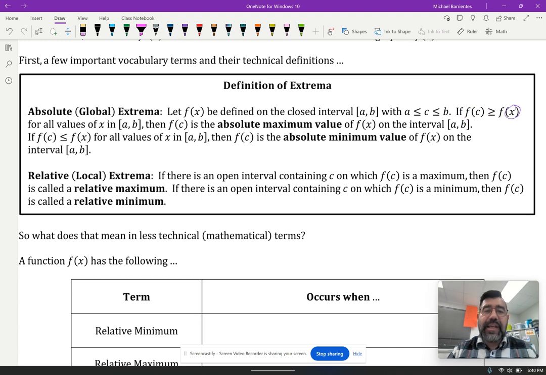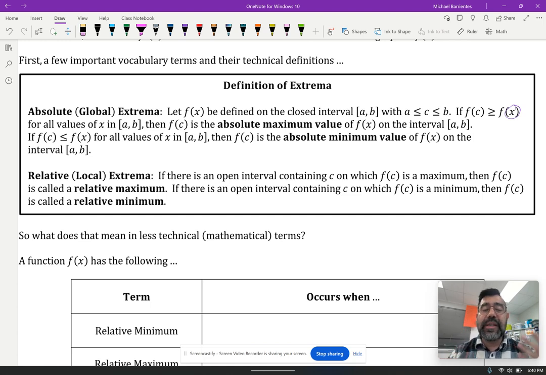That kind of makes sense. An absolute maximum means the very highest point on a window or interval of points. That function value has to be the biggest or equal to all the function values. Same thing for absolute minimum values. When I'm talking about an absolute minimum, I'm talking about a y value that's the smallest out of all the y values in my closed interval.